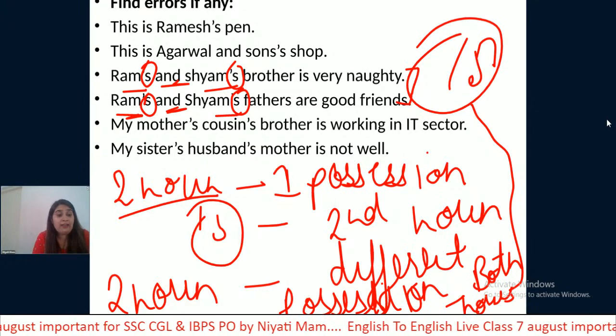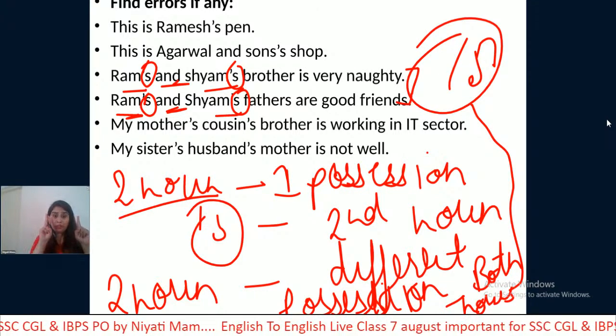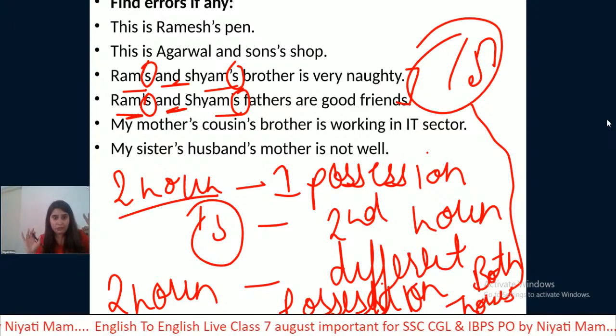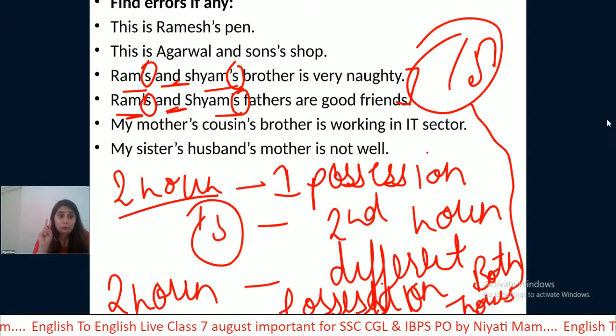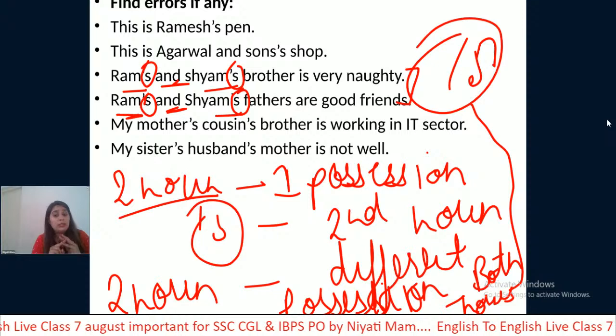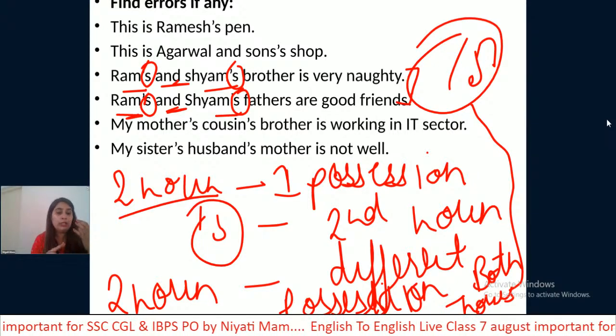What I have written here: if there are two nouns and both the nouns have one possession, then in that case only the second noun is going to have an apostrophe s after it. And if there are two nouns and both the nouns have different possessions, then in that case both the nouns are going to have apostrophe s after them.